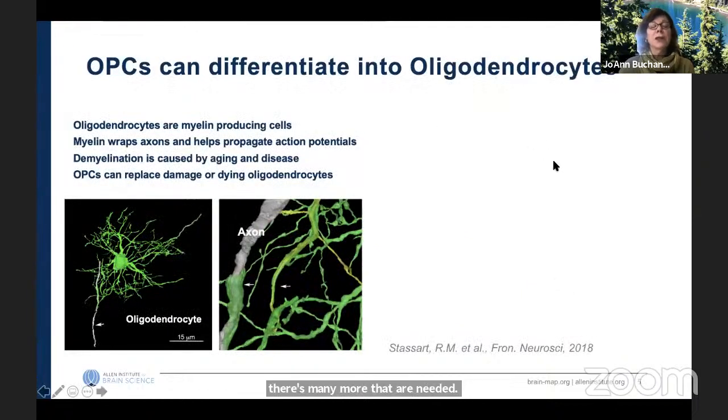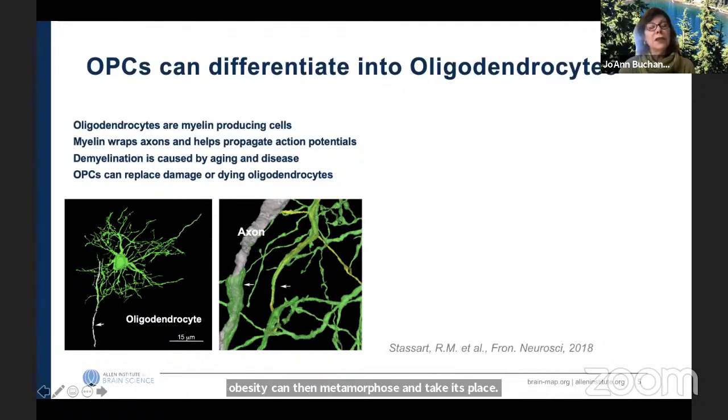So I just want to tell you a little bit about an oligodendrocyte. An oligodendrocyte is a myelin-producing cell. Myelin is a fatty protein that surrounds axons and helps to propagate action potentials. Now, there are many diseases like Parkinson's, MS and ALS that you've probably heard of, and demyelination, the destruction of myelin by these diseases, actually causes the symptoms. So if an oligodendrocyte dies, an OPC can then metamorphose and take its place.